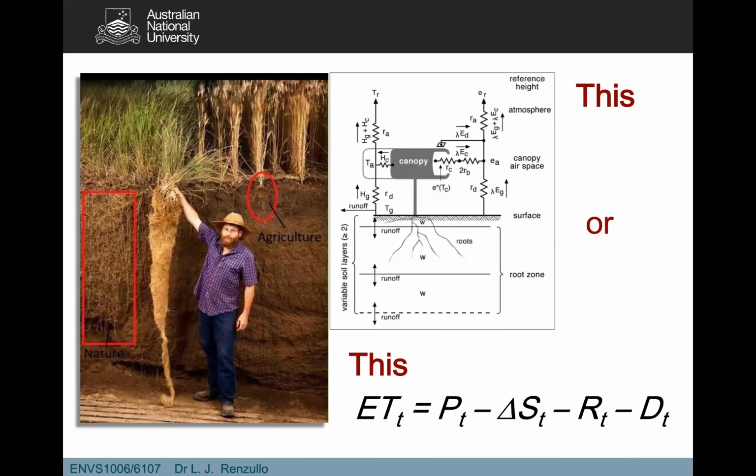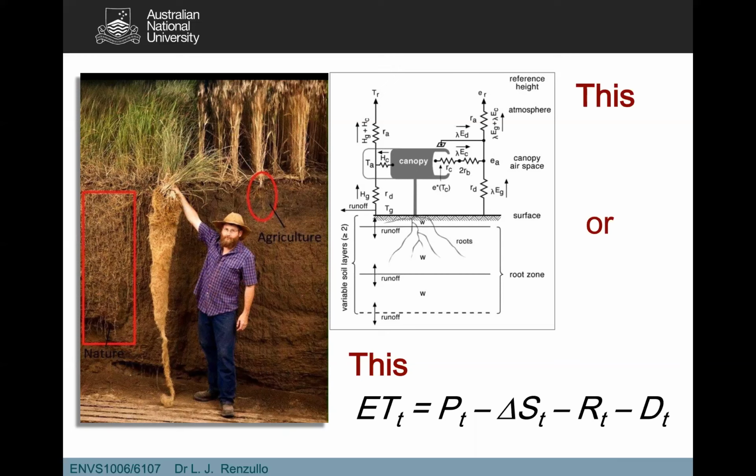Here's an example of where we can go from one extreme to the other. We often have to make assumptions about, say, the rooting depth of vegetation. In my case, for example, we call the root zone the soil layer from 0 to 100 centimeters, 1 meter down in the soil profile. However, you can see by this gentleman holding this, roots can often penetrate deeper into the soil, depending what species of tree or plant you're looking at. How they access water, where they access water from will vary.